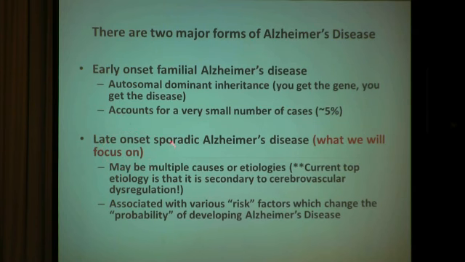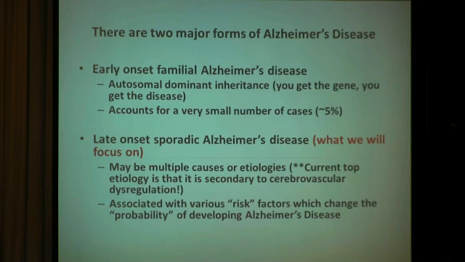Late onset, which is what we're going to focus on, that most people are afraid of for good reason, is called late onset sporadic Alzheimer's disease, meaning it's not genetically transmitted, it just happens for causes unknown in the population. There may, in fact, be multiple causes or etiologies. That may be why we're having trouble pinpointing a cause for this disorder, although I think we're moving very, very close. And I have a star here, and I'm going to come back to this next time.